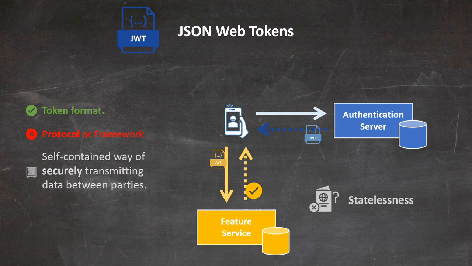What does it mean? Since all necessary information is contained within the token itself, your services don't need to query a database or session store to validate the user on every request. This makes JWTs particularly well suited for microservices architectures, where scalability and performance are key.